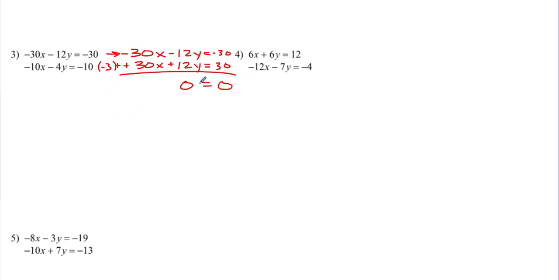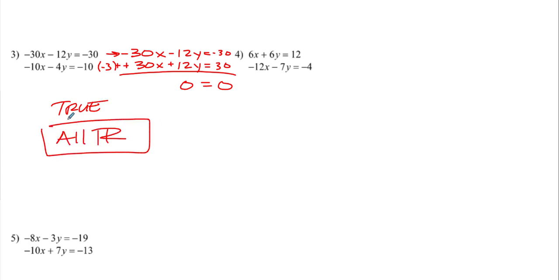Is that true or false? Don't let the zeros fool you. 0 is equal to 0. Last time I checked. So this is true. And remember, if you got a true statement, you got all real numbers. Okay, some of you guys are compelled to think, oh, I got some zeros here. That means no solution. That is not true. 0 is a value, and 0 does equal 0.